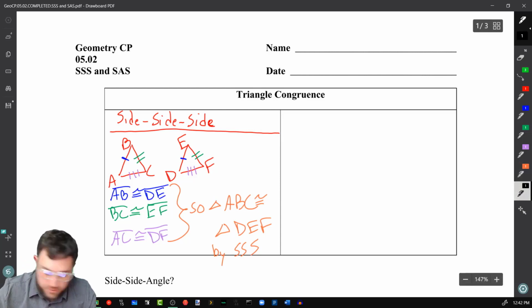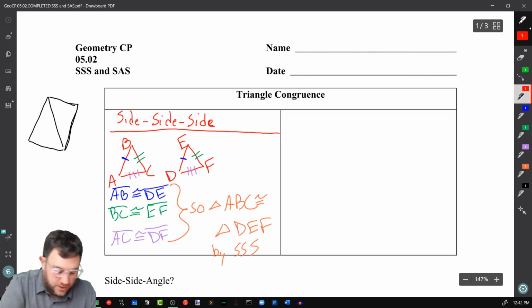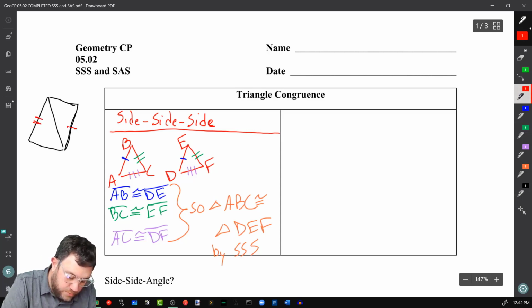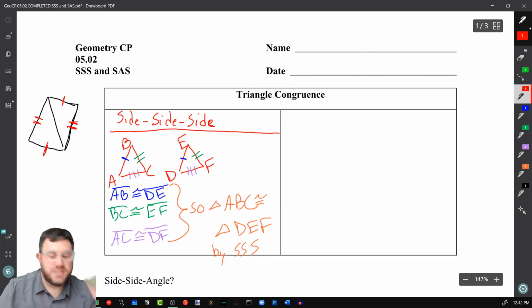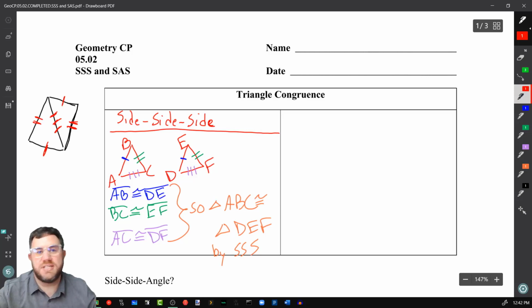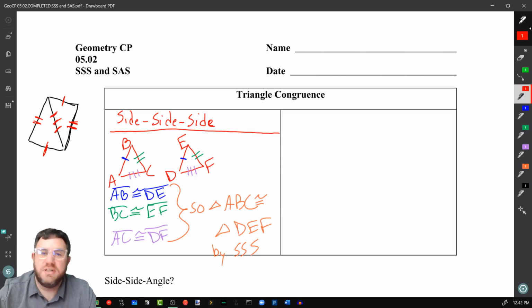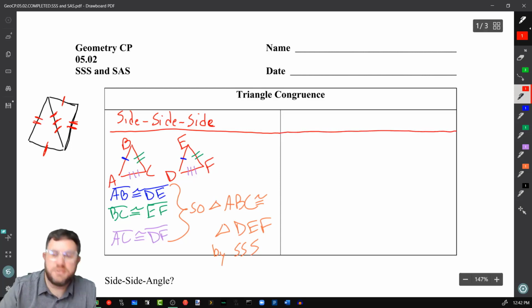And just as a note, let's say you see a figure like this. If we had those sides congruent, when they share a side, you will see this all the time. When they share a side, that side is congruent to itself. So that counts as one of your pairs when they share a side. You will see that over and over and over again. So that's our first method of proving triangles congruent.